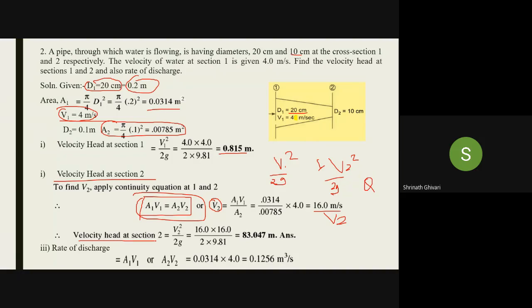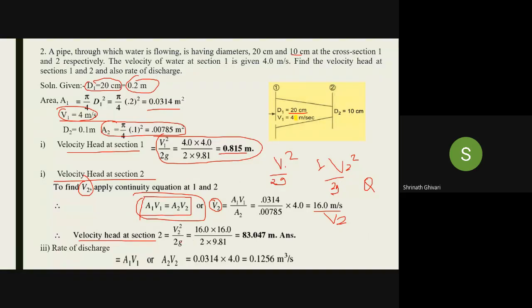Velocity head at section 2, that is v2 square by 2g. See, they have given the velocity at section 1, 4 meter per second, and for that you were told to find the velocity head. That has also been calculated. Here they are telling you to calculate the velocity head at section 2. So for this, you have to find the velocity 2 first. Then only you can determine the velocity head at section 2. Right?